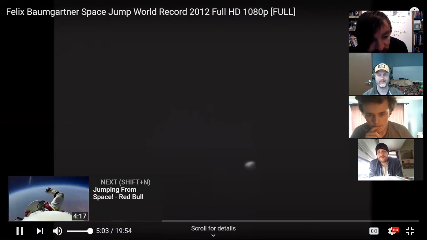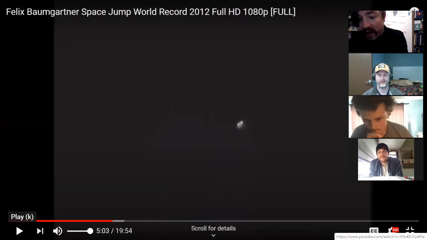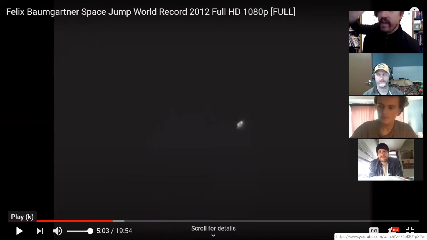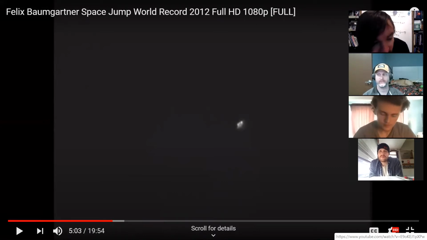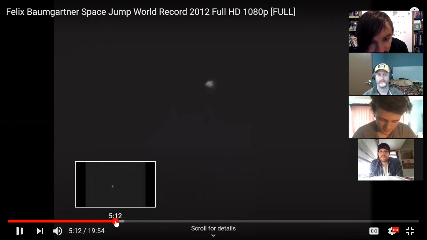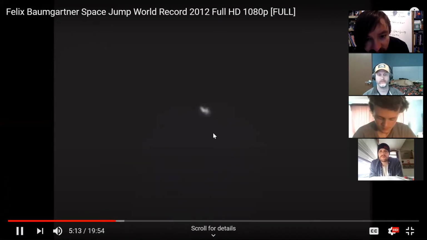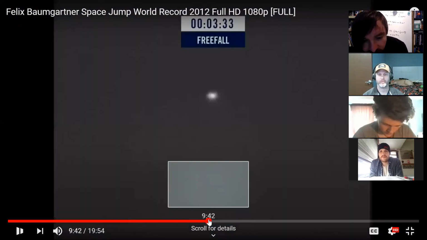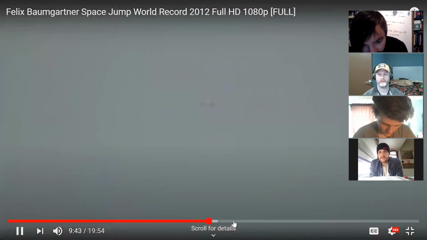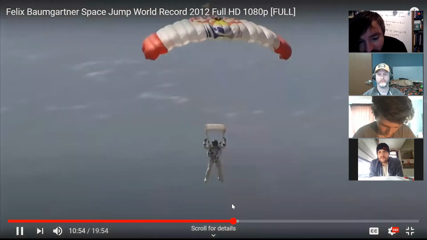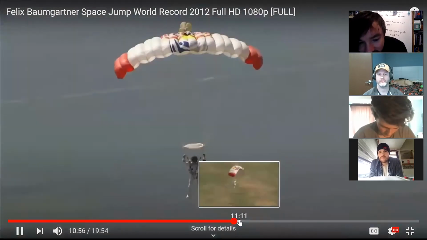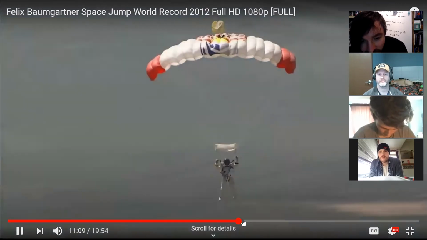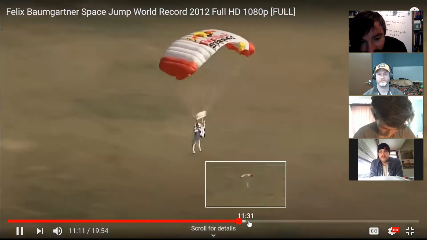And now here's what's interesting from our point of view. When he hits the troposphere, when the gas particle density increases, it provides friction, which slows him down. And then he regained consciousness. They stabilize the spin. And then next thing you know, here he is floating over the Mojave Desert. And what is maybe like 11 or 12 minutes later, here he is landing.